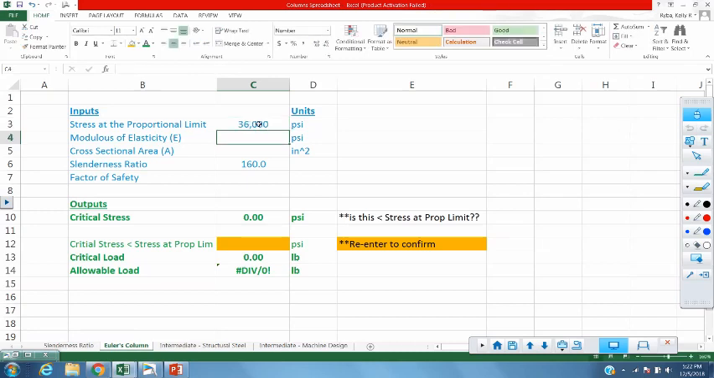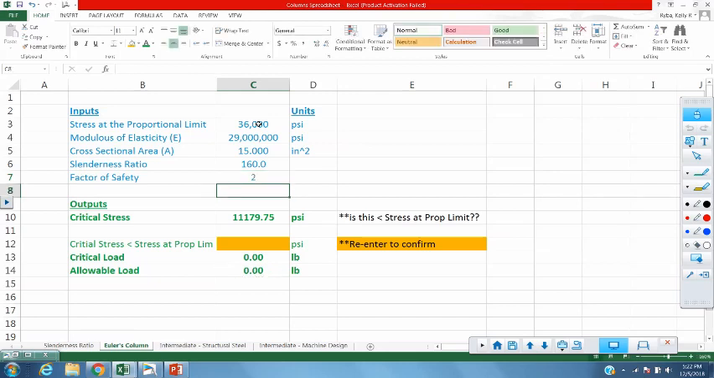The next one here is modulus of elasticity. This is either going to be 29 or 30 times 10 to the 6th. So I'm going to put in 29 with 6 zeros. Cross-sectional area, now this is going to be dependent on the item that we're dealing with. So I'm just going to put in 15. And then factor of safety. This will usually be given in the problem, but I'm going to put a factor of safety of 2.